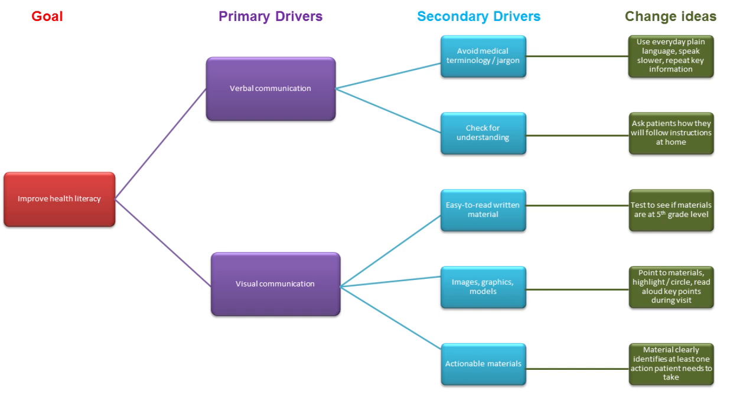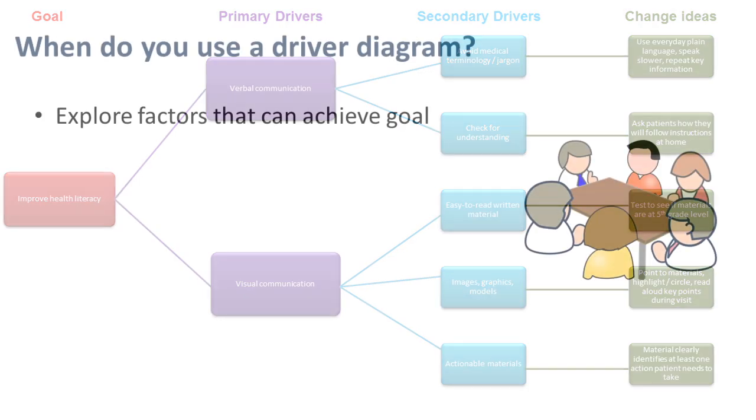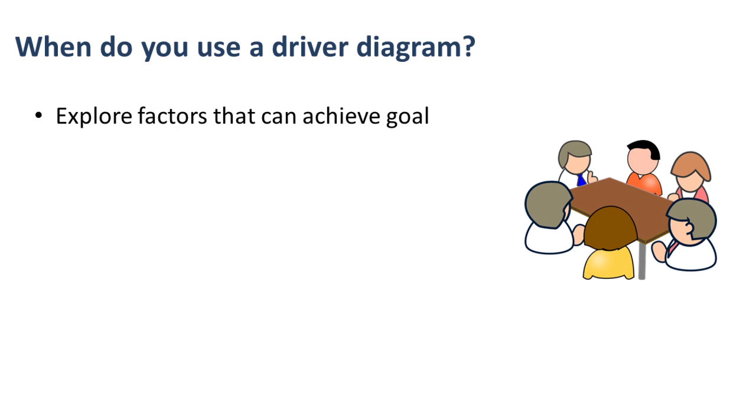From the left to the right: a goal for improvement, high-level factors needed to achieve this goal, called primary drivers, and specific activities that result in these factors, or secondary drivers. As you see here, each of the primary drivers is broken down into 2 or 3 secondary drivers. At each level, the driver diagram ends with change ideas or actions. At a glance, you can see what this improvement team decided were important factors, as well as actions that they planned. So when do you use this important improvement tool?